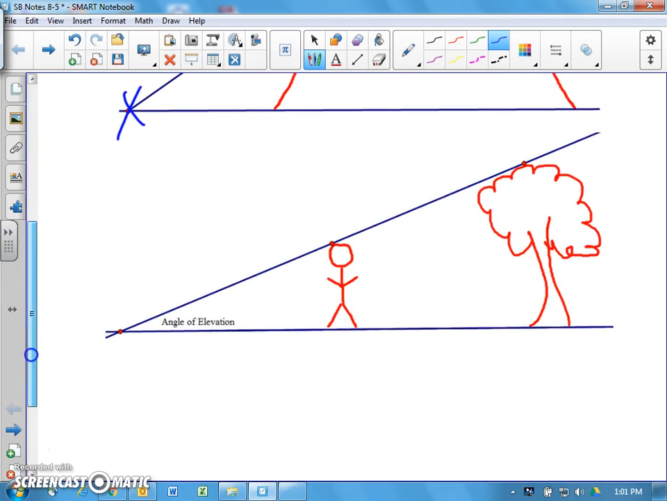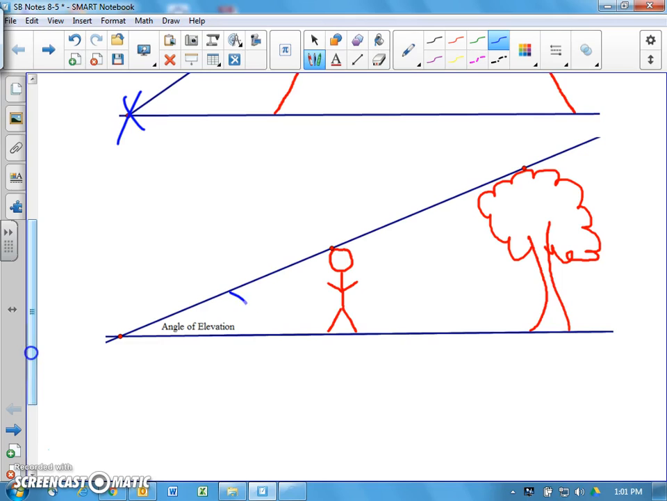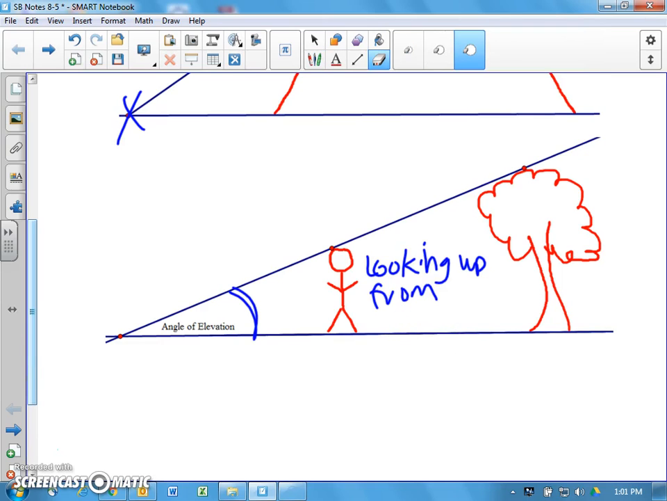Angles of elevation are the same idea. It would be this angle right here. And this is as if you are looking up, again, from the horizontal. The important thing to recognize here is that angles of elevation and depression are always measured off the horizontal, never off of the vertical.